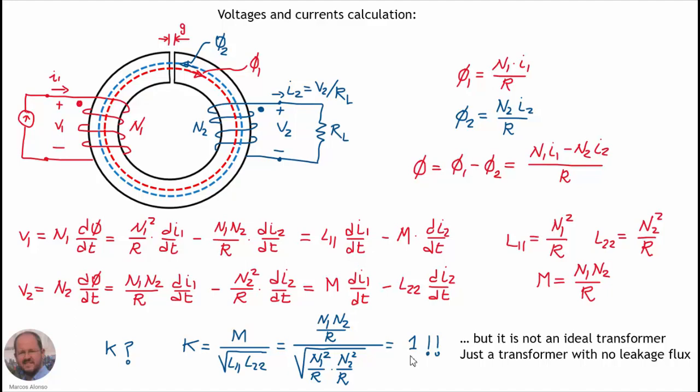But the point here that sometimes is misunderstood is that the fact that we have a coupling factor equal to 1 does not mean that this is an ideal transformer. We will talk later about what an ideal transformer is, but here we have a real transformer with a magnetizing inductance that creates the flux and with a coupling factor equal to 1. So the leakage flux is 0.